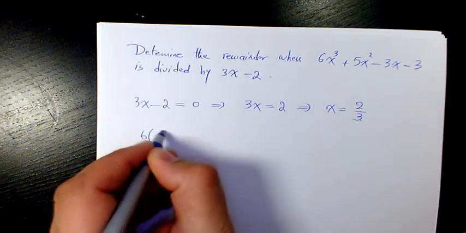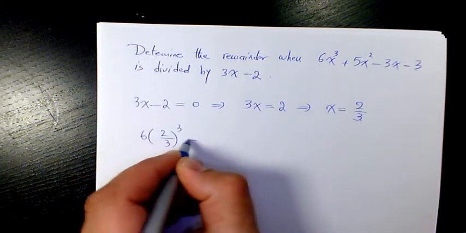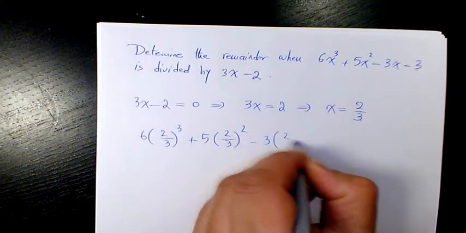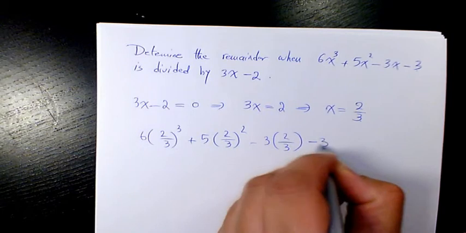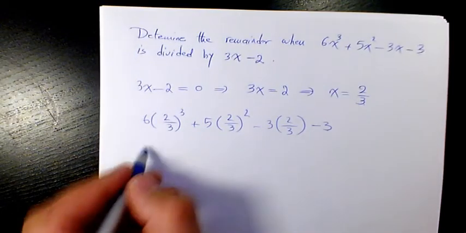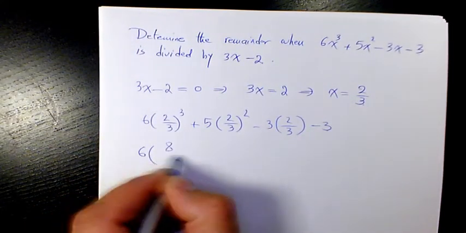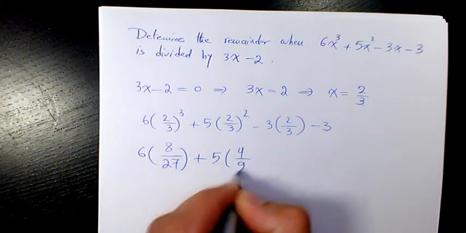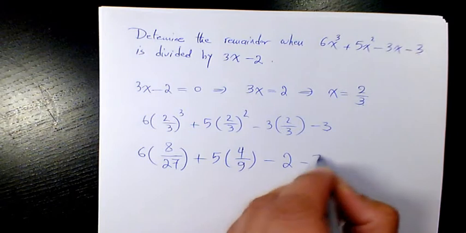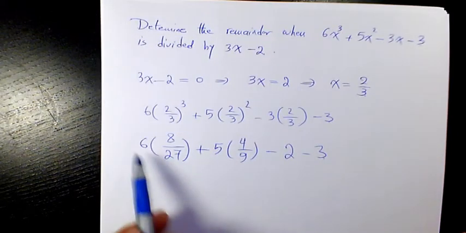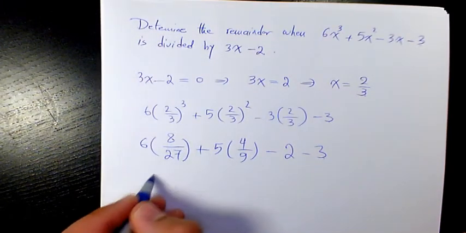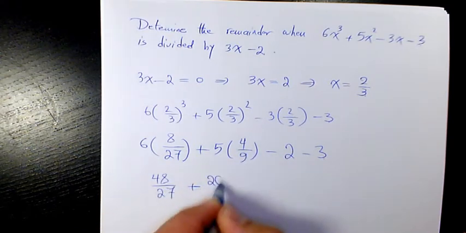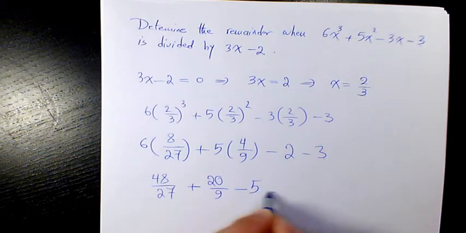So 6 times 2 over 3 to the power of 3 plus 5 times 2 over 3 to the power of 2 minus 3 times 2 over 3 minus 3. That's going to be 6 times 8 divided by 27 plus 5 times 4 over 9 minus 2 minus 3. 6 times 8, 48 divided by 27. 20 divided by 9 minus 5.